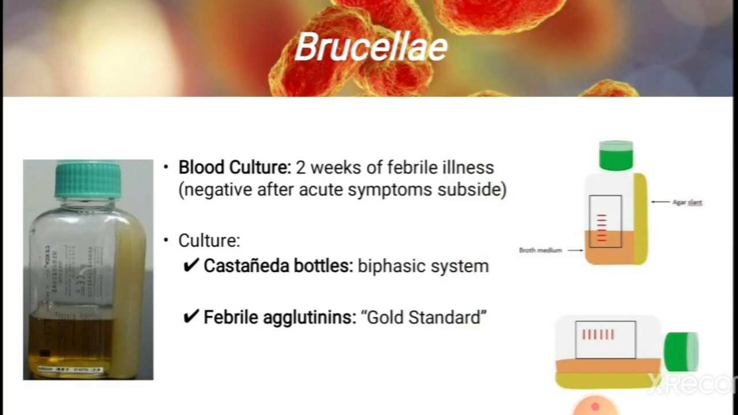Next, for the blood culture, you can have a blood culture if there is already febrile illness, usually 2 weeks. It will be negative after acute symptoms subside in our patient. You can also use Castañeda bottle, the biphasic system, and the febrile agglutinin, which is the gold standard. Our biphasic culture media, or the Castañeda bottle, requires 5 to 10% carbon dioxide for 30 days.